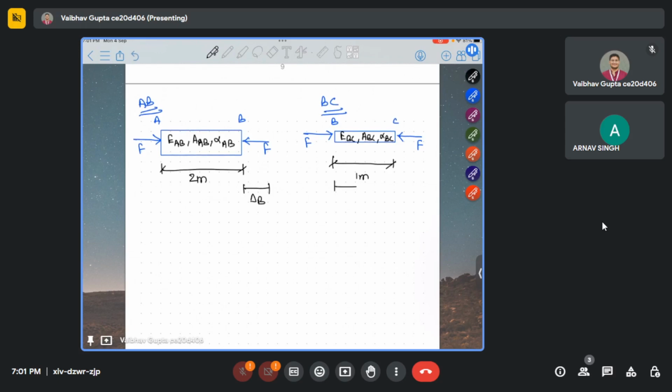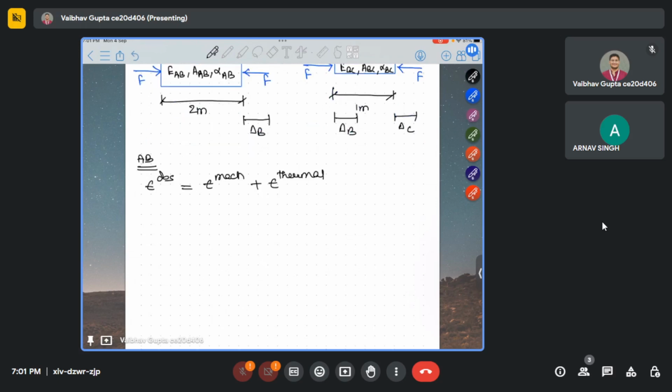And since delta B has been changed here, it will affect BC also, and the C point also moves to delta C. Okay. So now first we check for AB. Epsilon observed is equal to epsilon mechanical plus epsilon thermal. Okay. What is observed here?